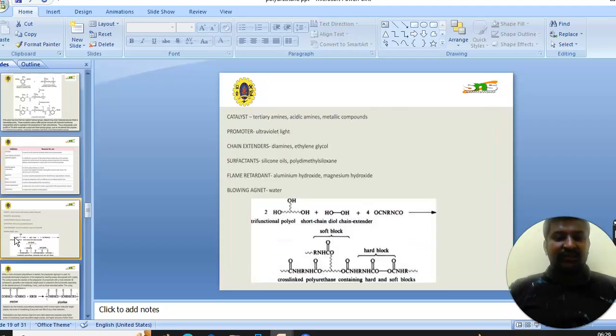Next, the catalysts used were tertiary amines, acidic amines, and metallic compounds. The promoter used was ultraviolet light. Chain extenders used were diamines and ethylene glycol. Surfactants used were silicone oils and polymethyl siloxane. Flame retardants used were aluminum hydroxide and magnesium hydroxide. The blowing agent used was water.